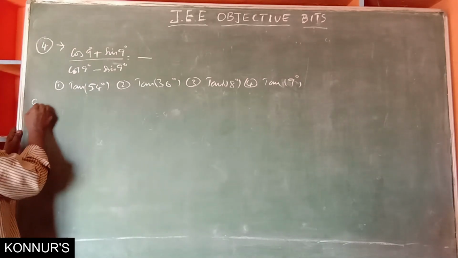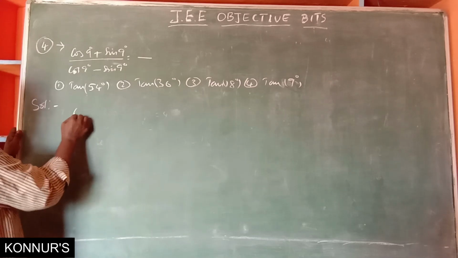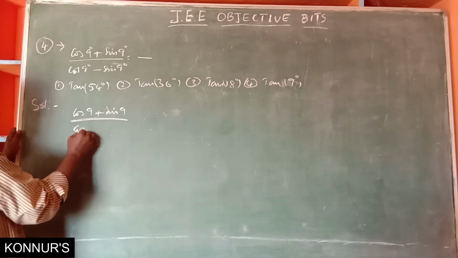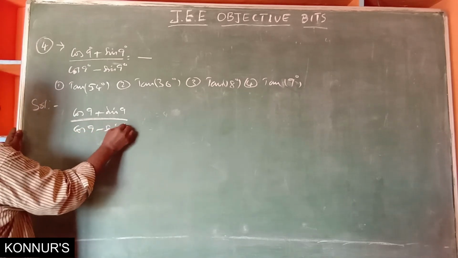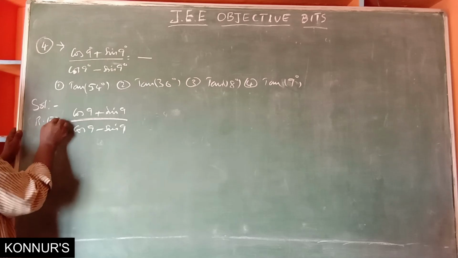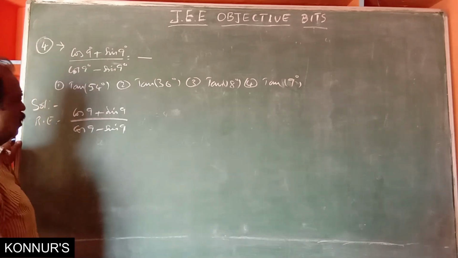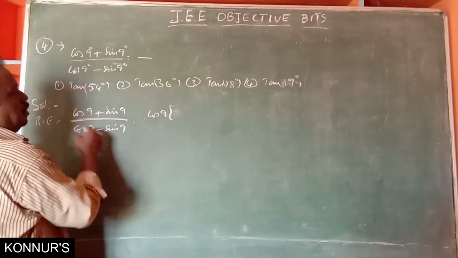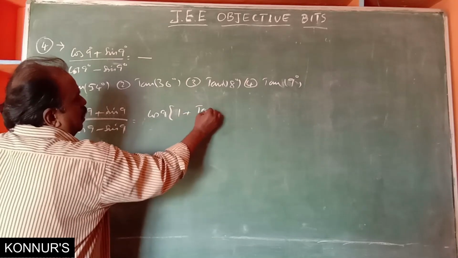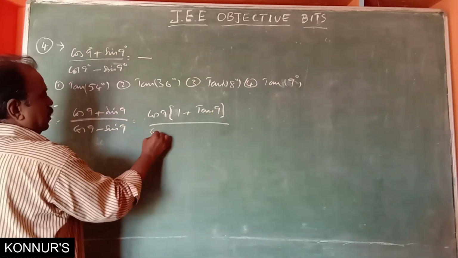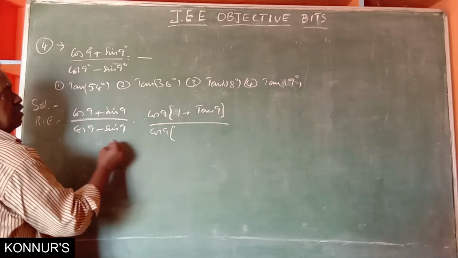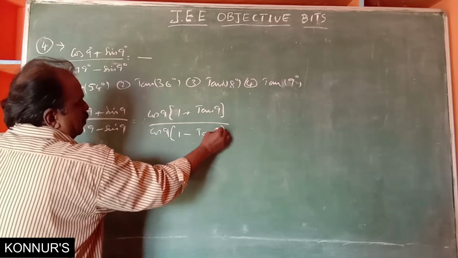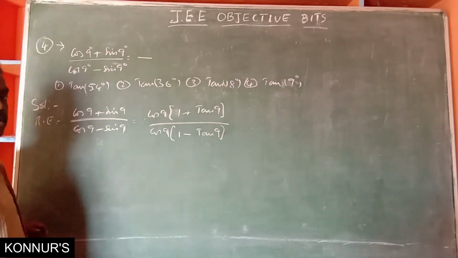You see, it is a solution. Cos 9 plus sin 9 by cos 9 minus sin 9. This is RE, meaning required expression. I am taking cos 9 as common, so 1 plus tan 9 by, here also cos 9 is taken as common, 1 minus tan 9. You may get some doubt.